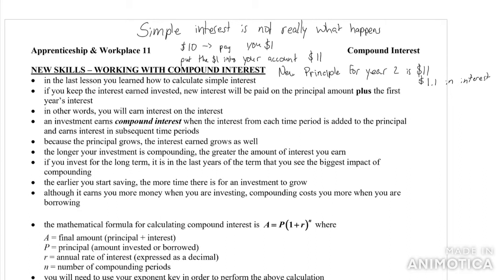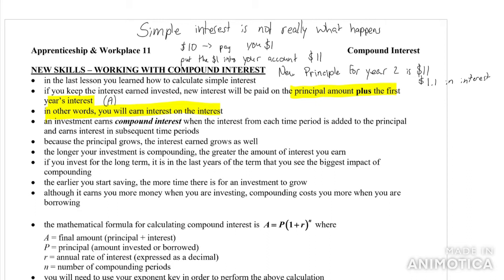Few things about how this works. If you keep the interest earned invested, the new interest will be paid on the principal amount plus the first year's interest. This is kind of like your A that we talked about. Another way of thinking of it is you earn interest on the interest. This is how both borrowing money and saving money works. So an investment earns compound interest when the interest from each time period is added to the principal and earns interest in subsequent time periods. Because of this, the interest earned grows as well.